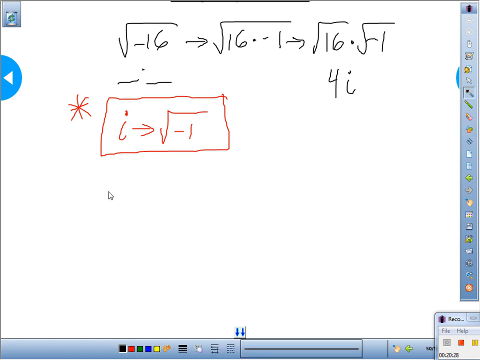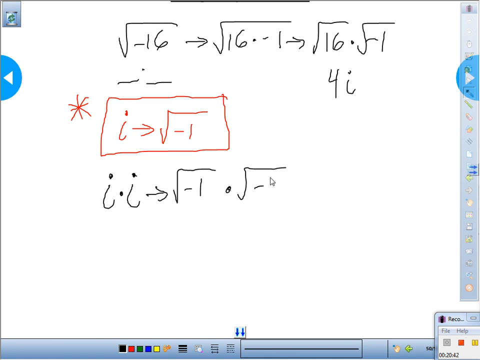Let's say I say I times I. So basically I did this times itself. What does that mean? That means this times itself. Do you agree with that? Yes. What's another way of writing I times I? I to the second power. That means that if that's true for this, I can write this how? Square root of -1 to the second power.